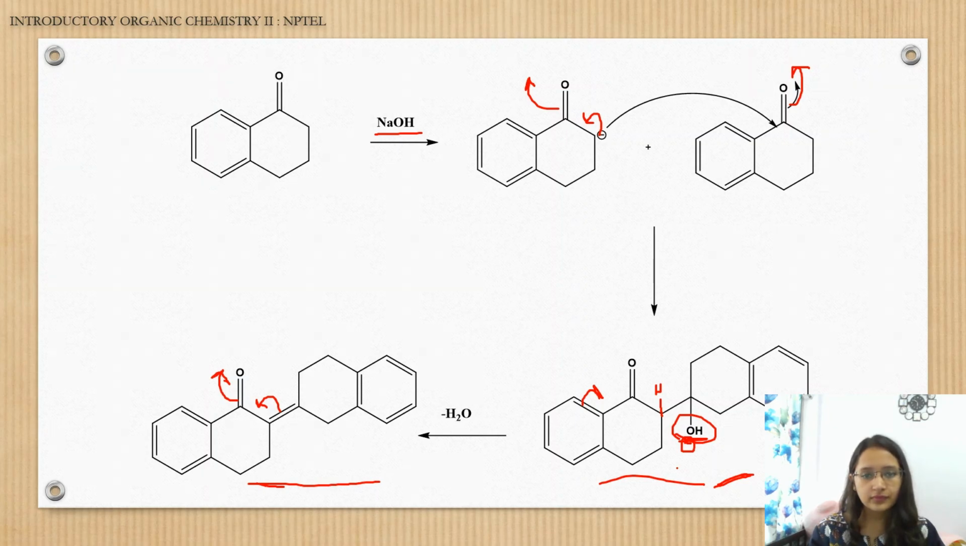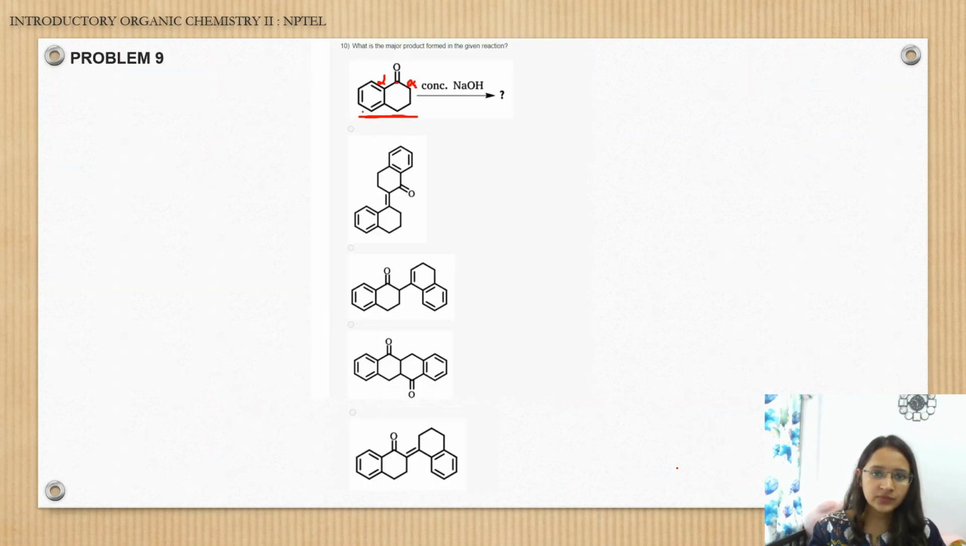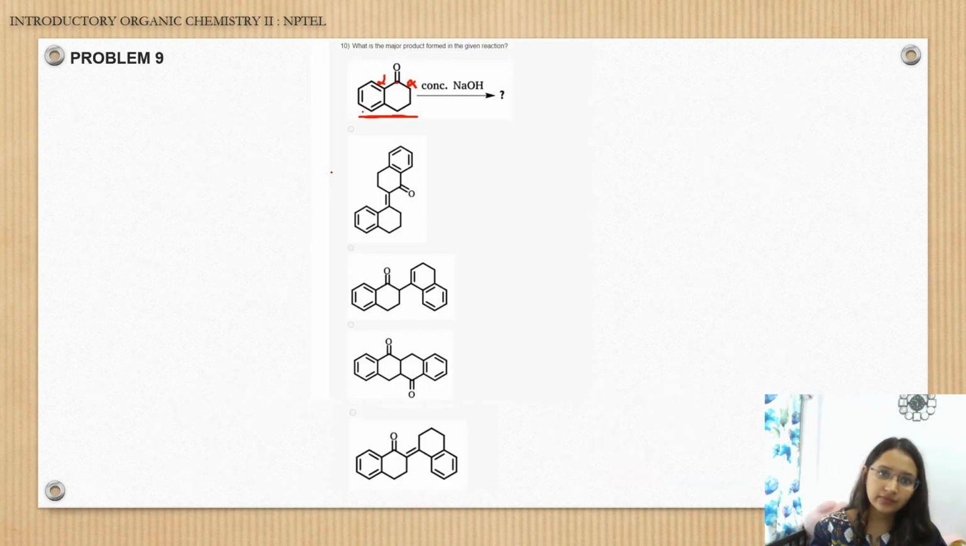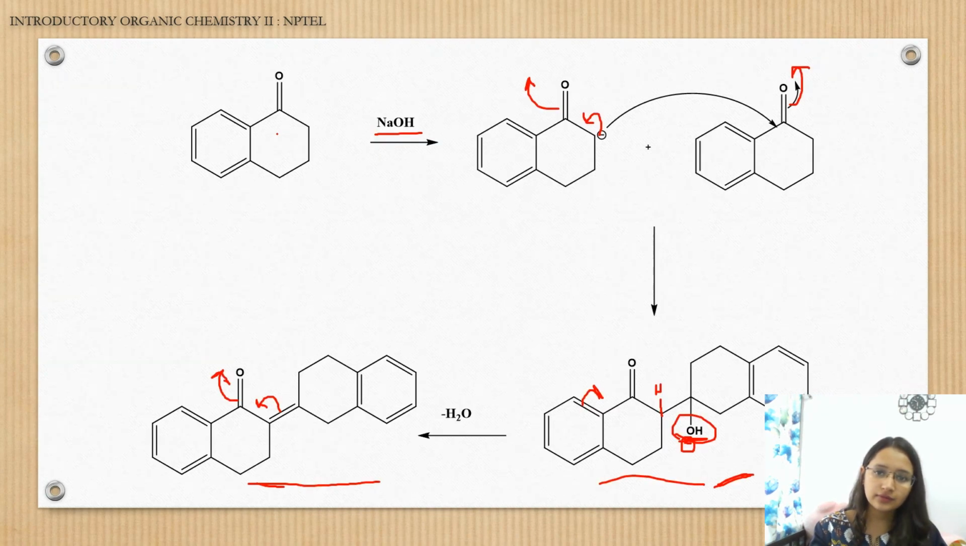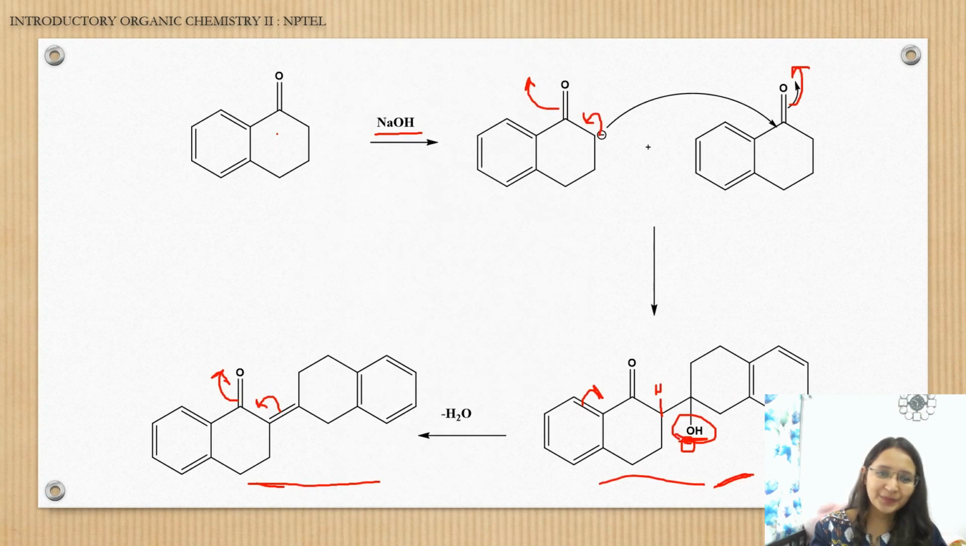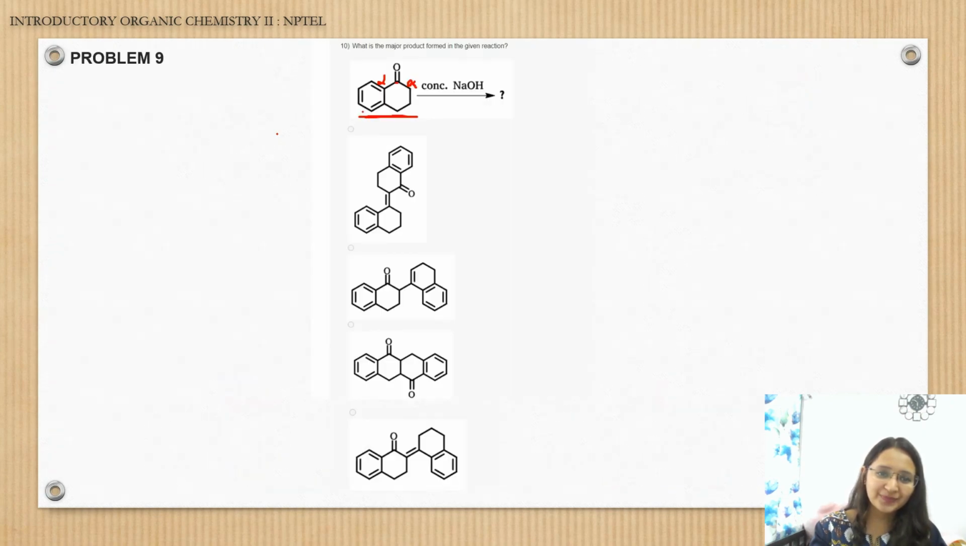Okay, ma'am. Thank you, ma'am. So the correct option will be option one. One, right? One or four, which option is correct? Four, ma'am. Option 4, right? So that is the correct option now.